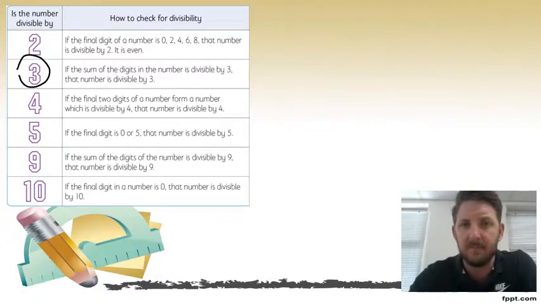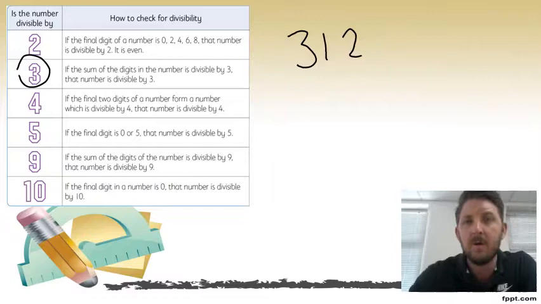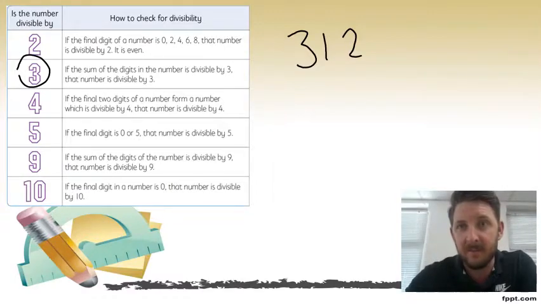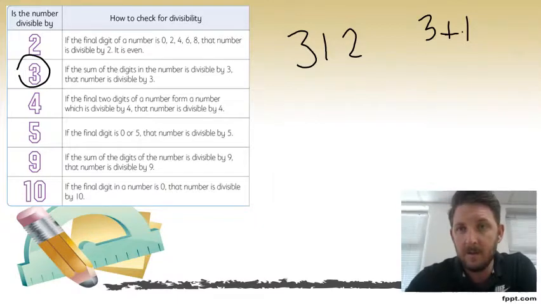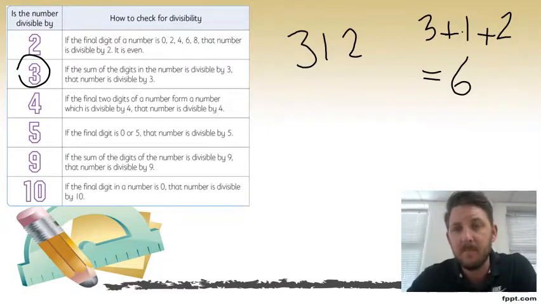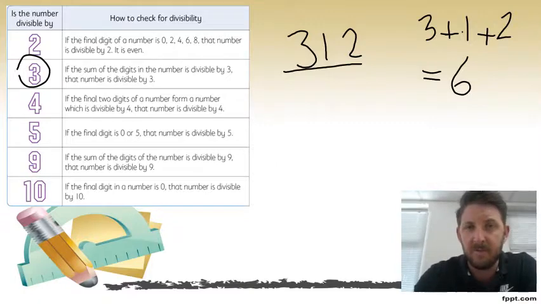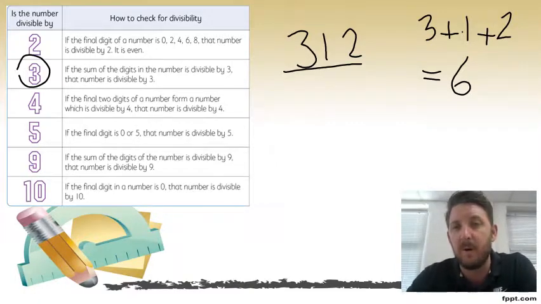I'm going to give you an example of this. If the number is 312, I'm going to add the 3 numbers together. I'm going to add 3 and 1 and 2. So 3 plus 1 plus 2 is equal to 6. Does 3 fit into 6? Yes, it does. I know 3 fits into 6 twice, so it must be divisible by 3. So I know that 312 is divisible by 3.